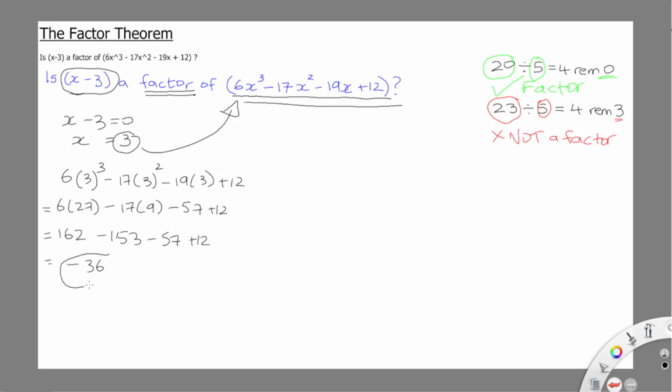And let's take a look at that remainder. Is it 0? No, it's not. And therefore, x minus 3 is not a factor of this dividend 6x cubed minus 17x squared minus 19x plus 12. And that's all the factor theorem is. If, on the other hand, instead of getting minus 36, we had gotten 0, then it would have been a factor. But any number besides 0, such as minus 36, and x minus 3 is not a factor of the polynomial that we're given in this question.